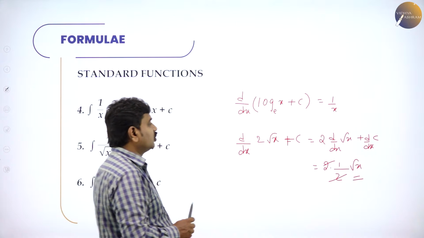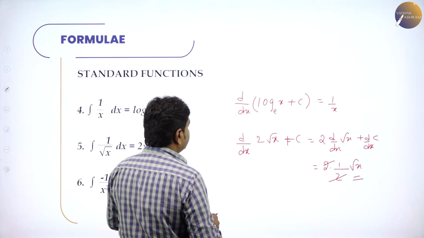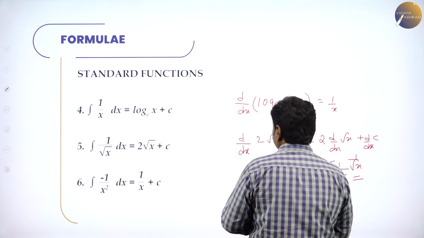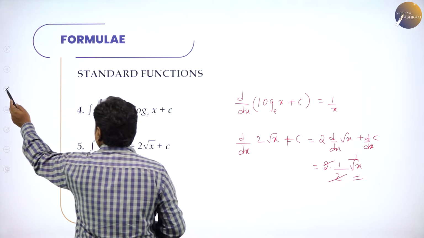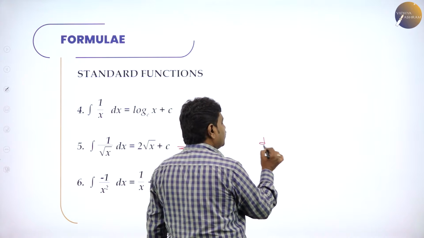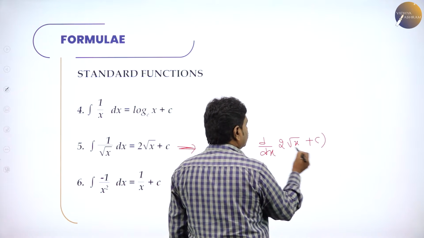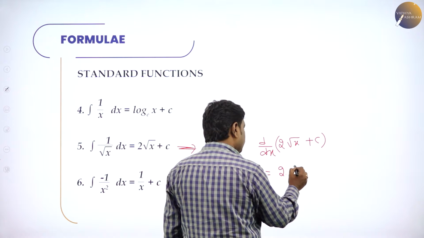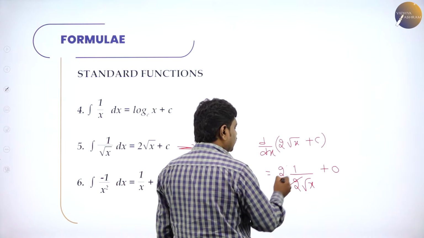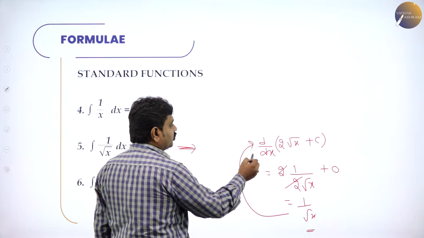Integration of 1 by root x is what? 2 root x. So if I differentiate 2 root x, I'll get 1 by root x. If I take this, differentiate the RHS, d by dx of 2 root x plus c, all of you know differentiation, right? This 2 is constant, take it out. Derivative of root x is 1 by 2 root x. Derivative of c is 0. 2 cancels, you'll get 1 by root x. That's why when I integrate 1 by root x, I should get 2 root x.